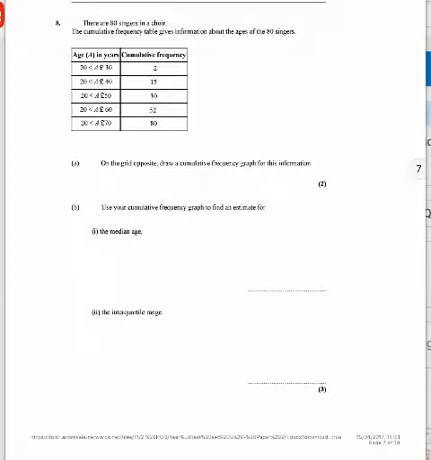So there are 80 singers in a choir, and we've got a cumulative frequency table. On the grid opposite, it wants us to draw a cumulative frequency graph. So I'm just going to underline, for cumulative frequency graphs, you need to take the upper part of the table. So the coordinate for the first group will be 32, and it will be 40, 15, 50, 30, etc.